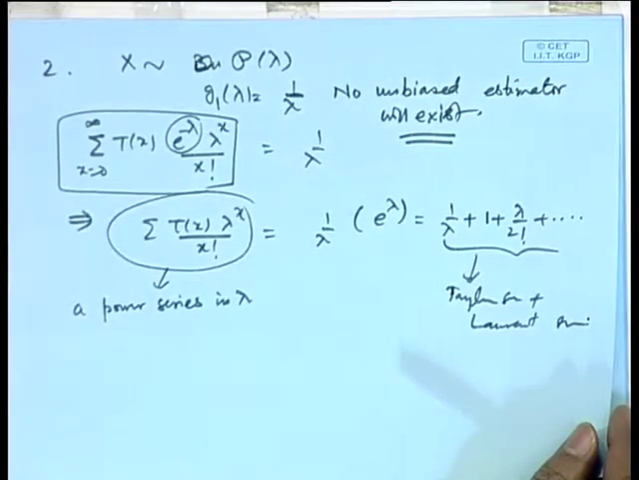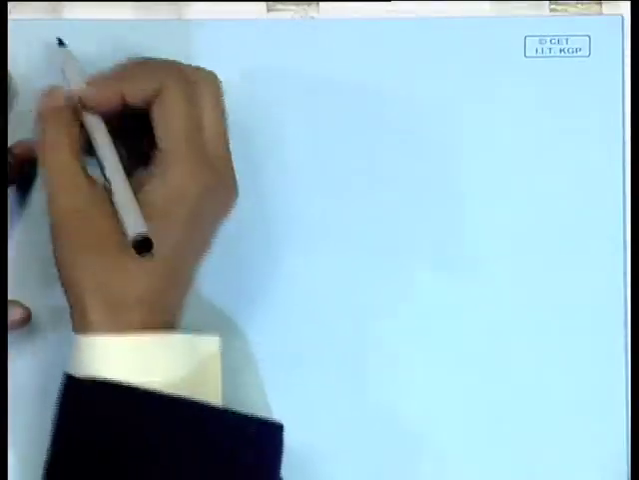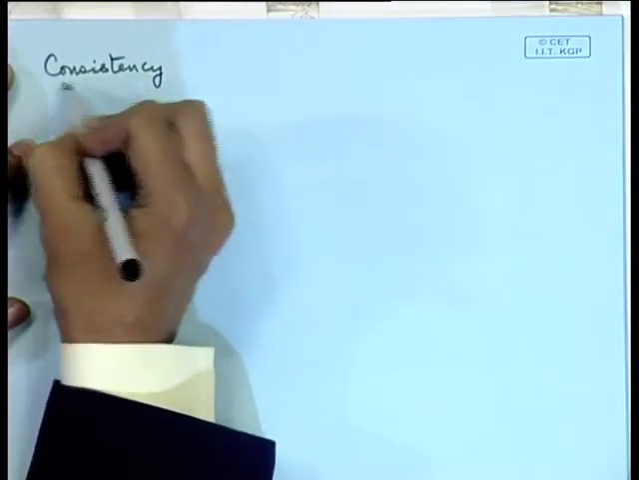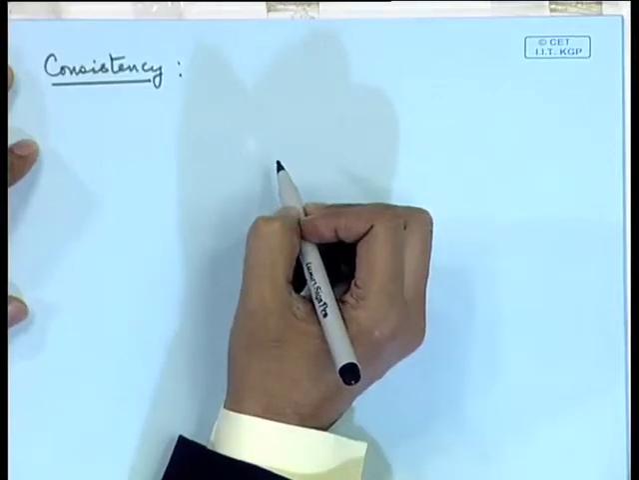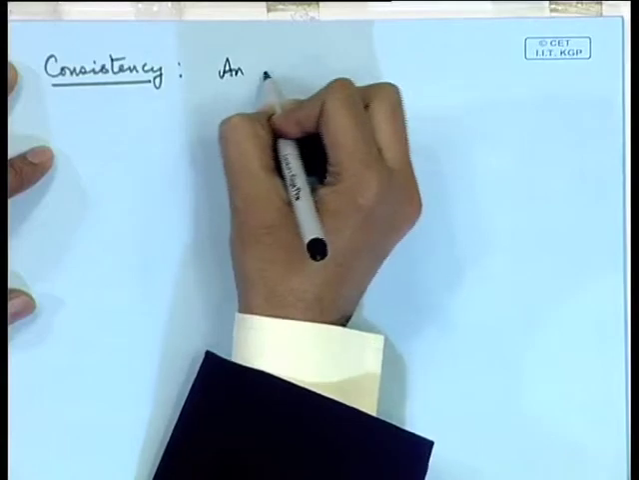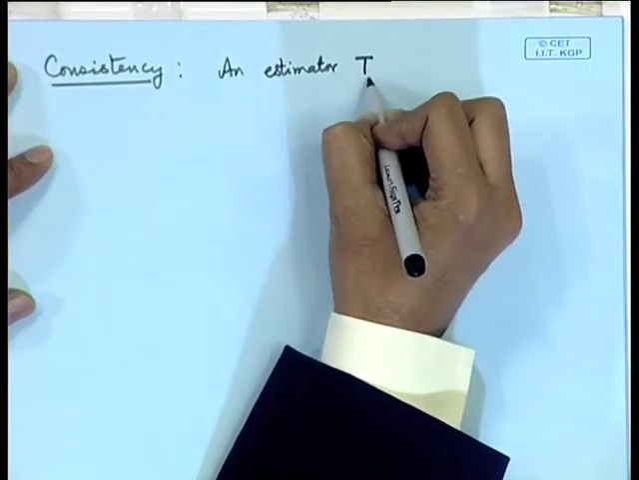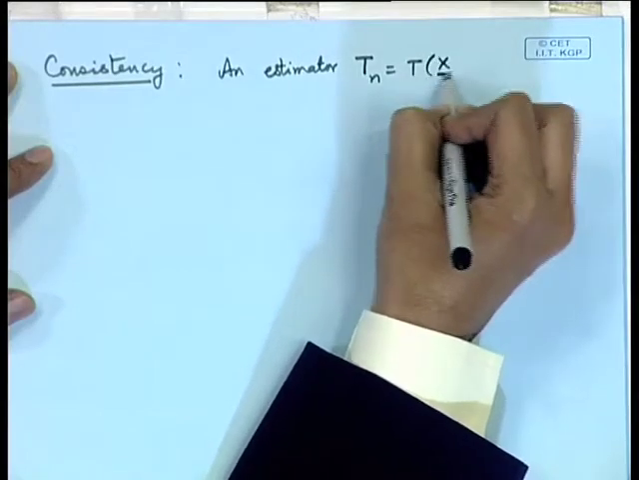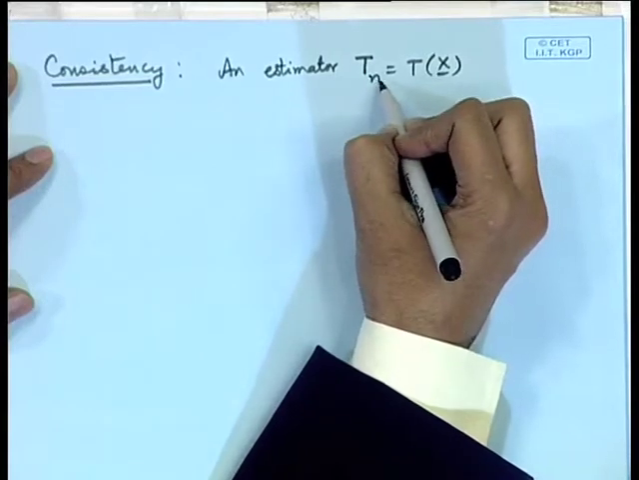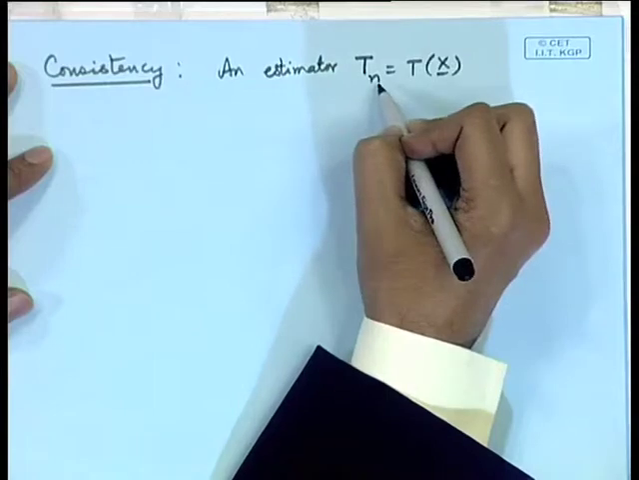Now, let me introduce another concept, that is called consistency. So, an estimator, I will use the notation now T_n(X). Now, X is X1, X2, ..., Xn. I am putting here n to denote the dependence that there are n observations used here.